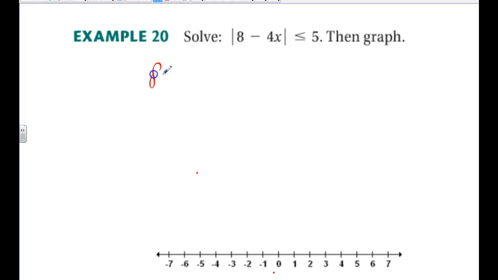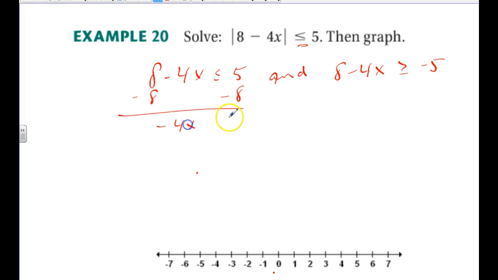Another example here, 8 minus 4x is less than or equal to 5. This is a less and symbol again, so and 8 minus 4x is greater than or equal to -5. So solving by subtracting off 8 from both sides, -4x is less than or equal to -3. When you divide by a negative in this case, you are going to flip the inequality sign. It's not because the 3 is negative, it's because I divide by a negative. So x is greater than or equal to 3/4.